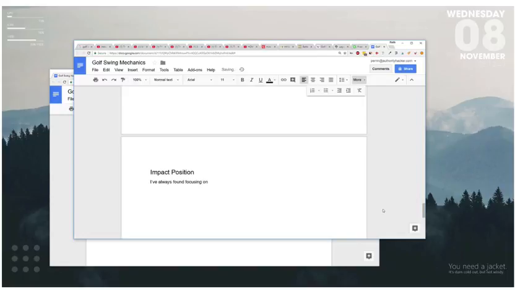I've always found that focusing on impact position and trying to get it right, of course, is one of the most helpful tweaks you can make to your game.